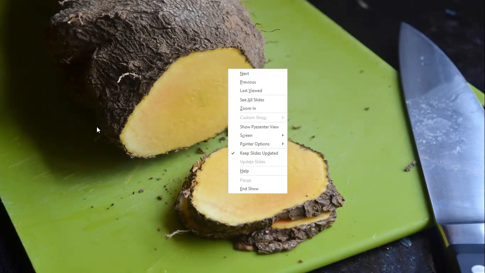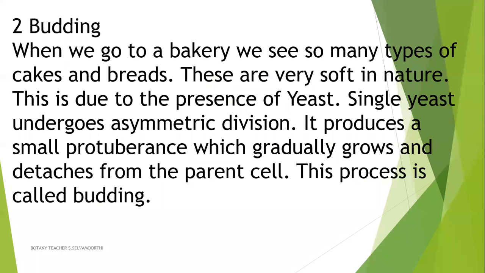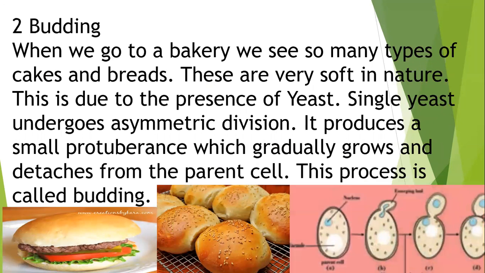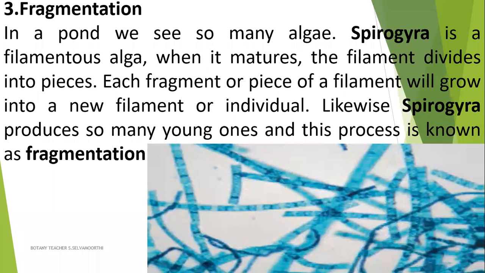Then the budding method. When we go to a bakery, we can see so many types of cakes and breads. These are very soft in nature. This is due to the presence of yeast. A single yeast cell undergoes asymmetric division. It produces a small protuberance which gradually grows and detaches from the parent cell. This process is called budding.